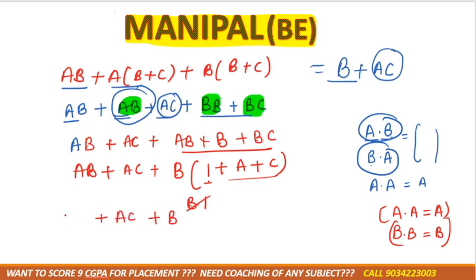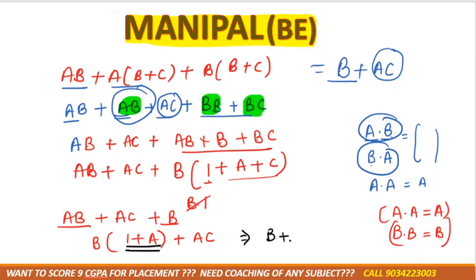AC is as it is, then AB. Now from these two terms we can take B common again. That would be B(1 + A), right? Plus AC as it is. So 1 + A is 1 again. So the final answer is B plus AC. Okay.